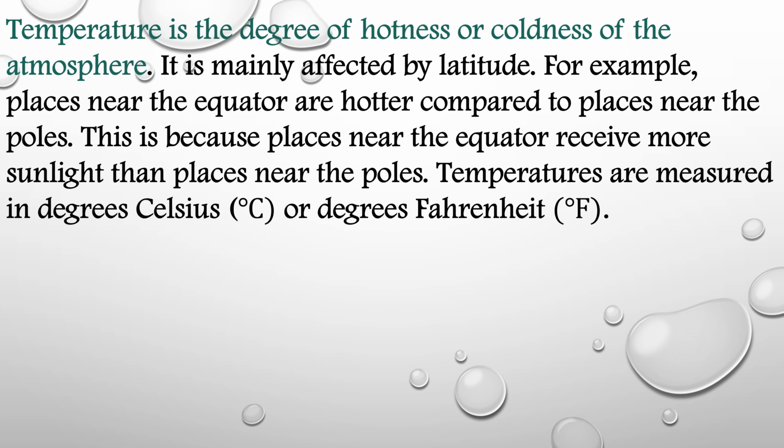It is mainly affected by latitude. For example, places near the equator are hotter compared to places near the poles. This is because places near the equator receive more sunlight than places near the poles. Therefore, temperatures are going to be different at these two latitudes.